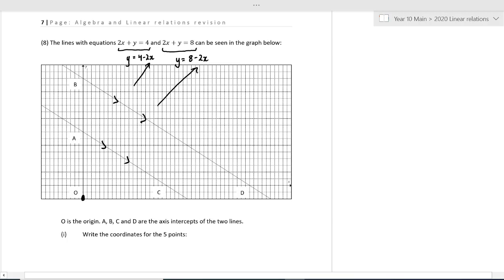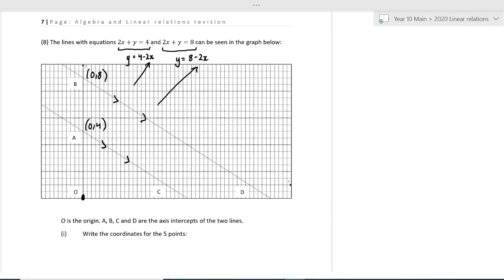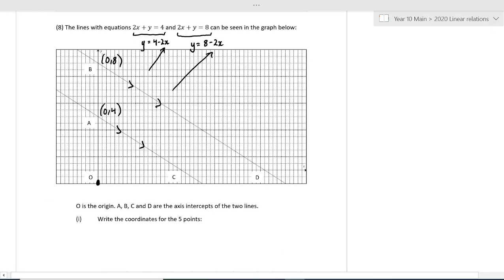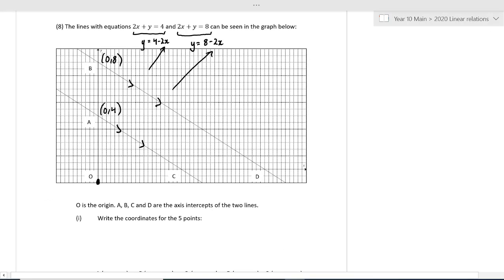So let's label these. This A is going to be 0, 4. This B is going to be 0, 8. And likewise, in gradient-intercept form, we can find the x-intercepts, because C and D are going to be when y is equal to 0, aren't they?